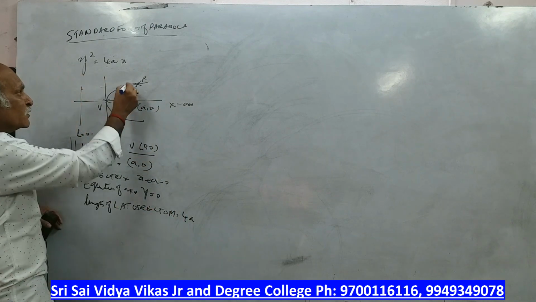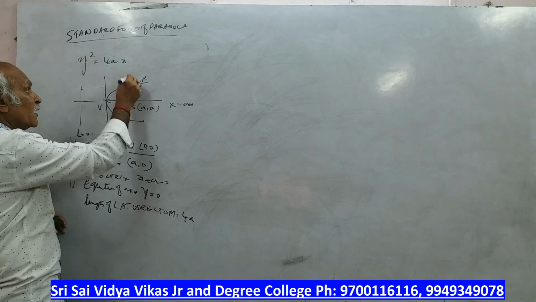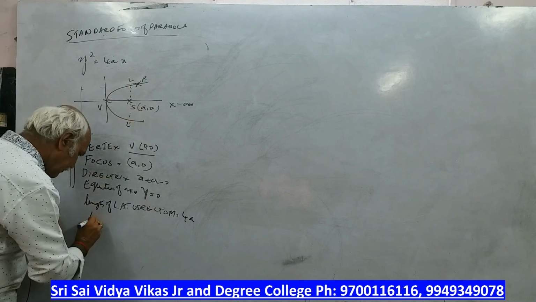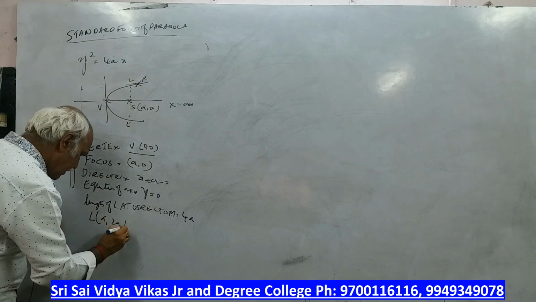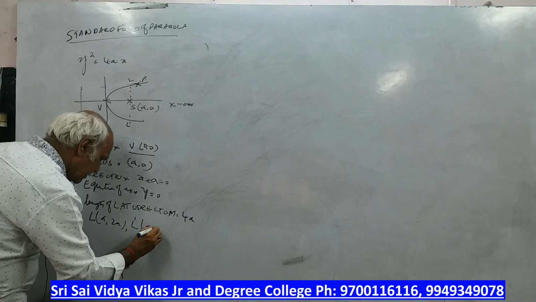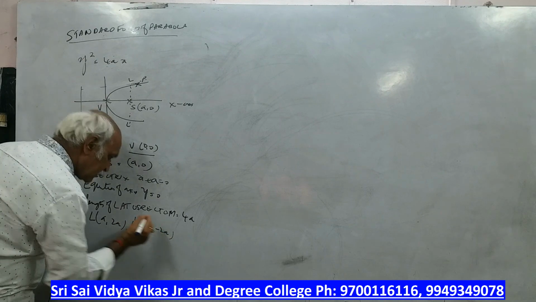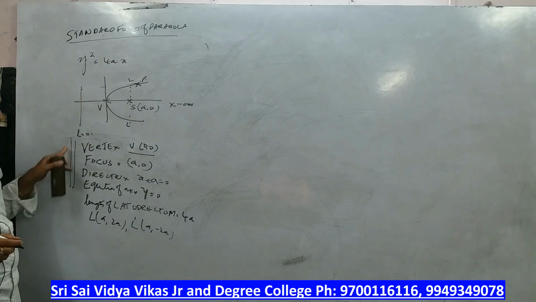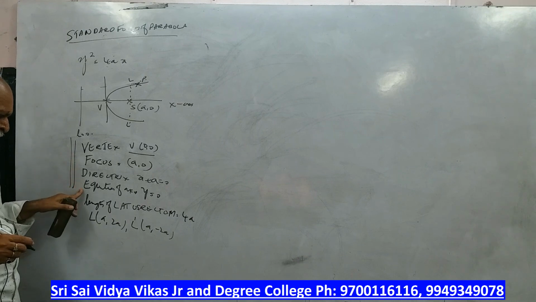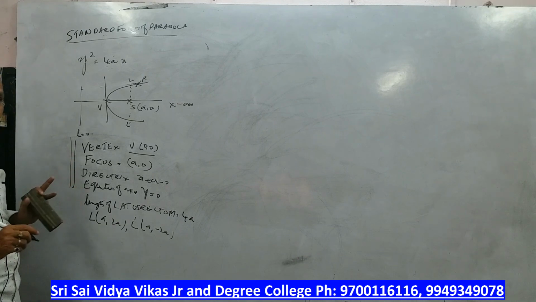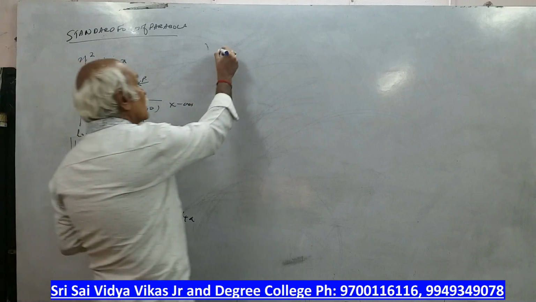And the coordinates: L is (a, 2a), L dash is (a, minus 2a). So, vertex, focus, directrix, equation of axis, length of latus rectum and coordinates. Okay, next.